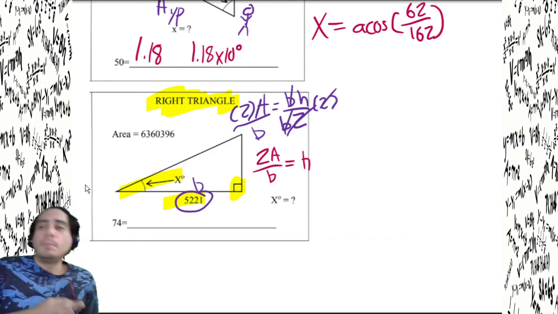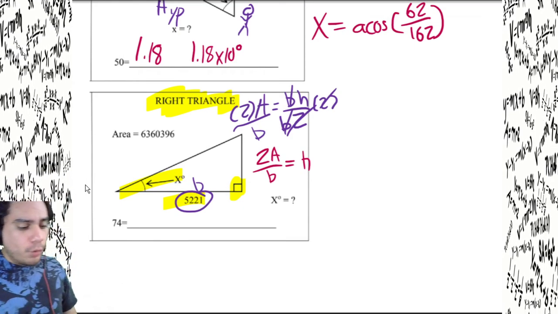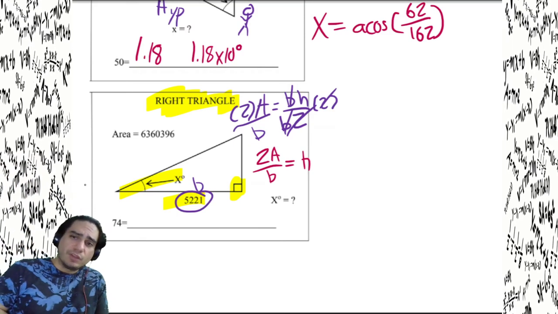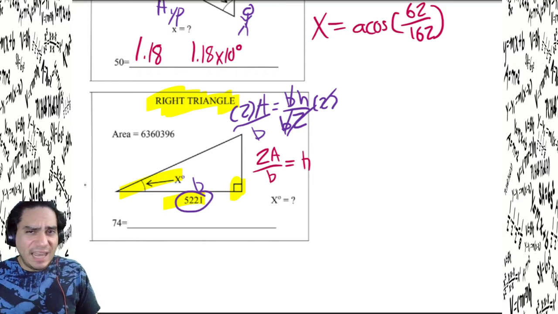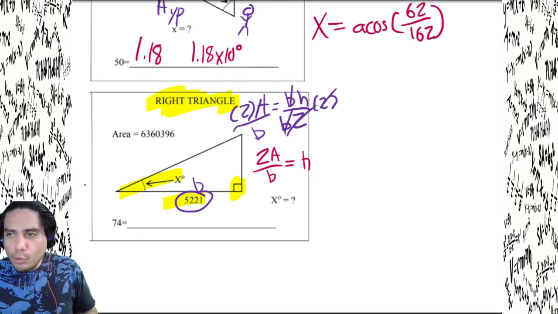And guess what? Completely reasonable answer. I got 2,440, or 2.44 times 10 to the 3rd. Reasonable answer for the leg. Completely reasonable. It's not a negative. It's not enormous. It's not ginormous. It's a completely reasonable answer.